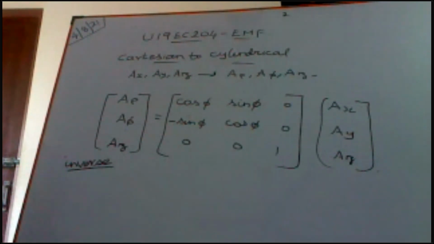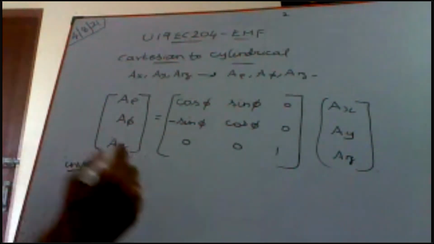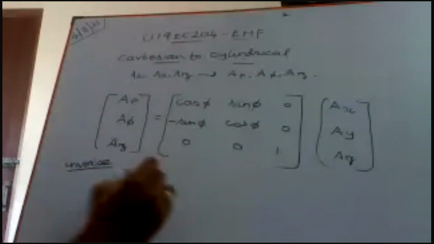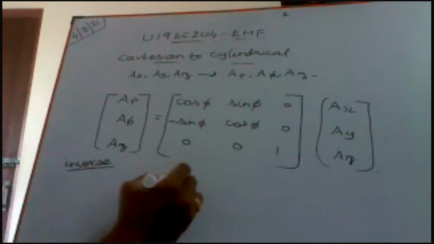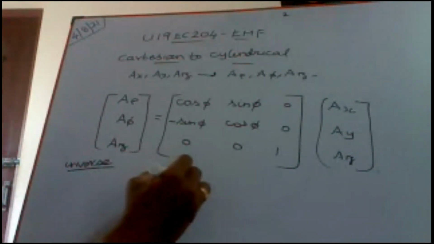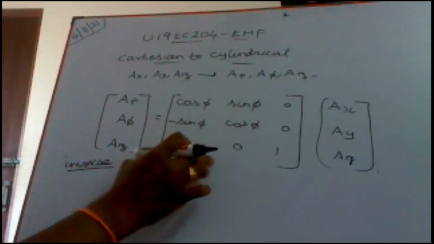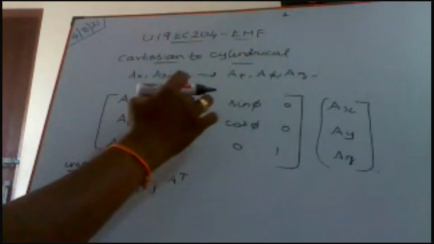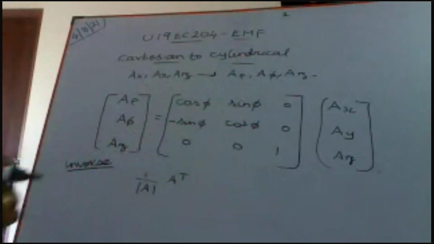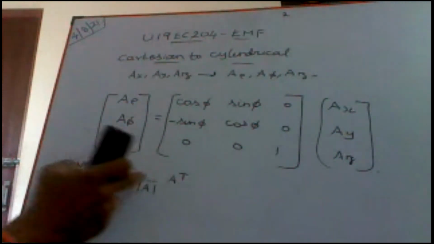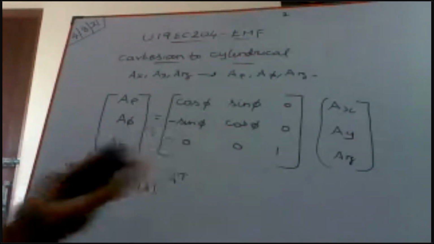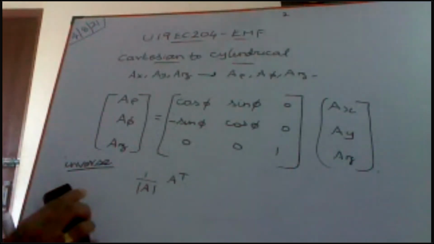How do we find the inverse in maths? What is the mathematical formula to find the inverse? It is 1 by that particular determinant into A transpose. Correct? We transpose this matrix divided by determinant of A. See what the determinant of this matrix comes to. Taking 1 out, it is cos square phi plus sin square phi. What is cos square theta plus sin square theta? It becomes 1. So this determinant has become 1. Then if you just transpose, you can get the answer.